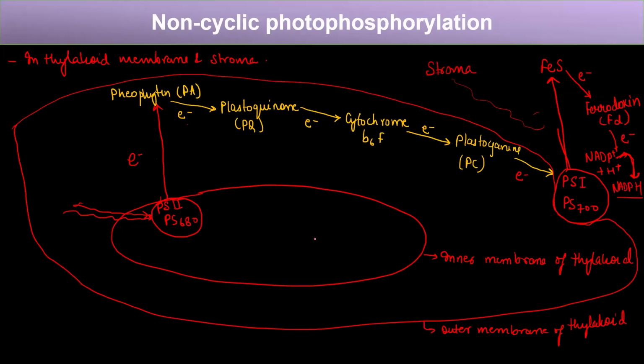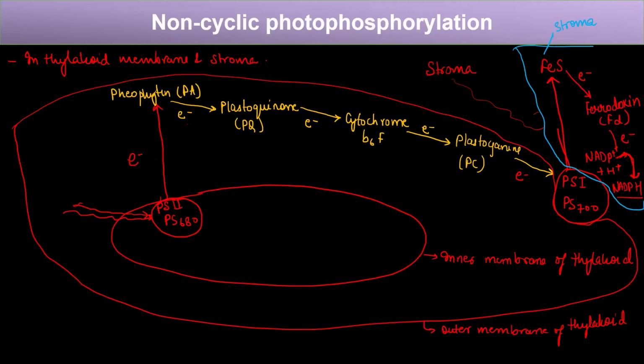So now we can clearly see which reactions are happening in the thylakoid membrane and which reactions are happening in the stroma. This much reaction is happening in the stroma, right? And the rest of the reactions are happening on the thylakoid membrane. Okay, so this is the non-cyclic phosphorylation.